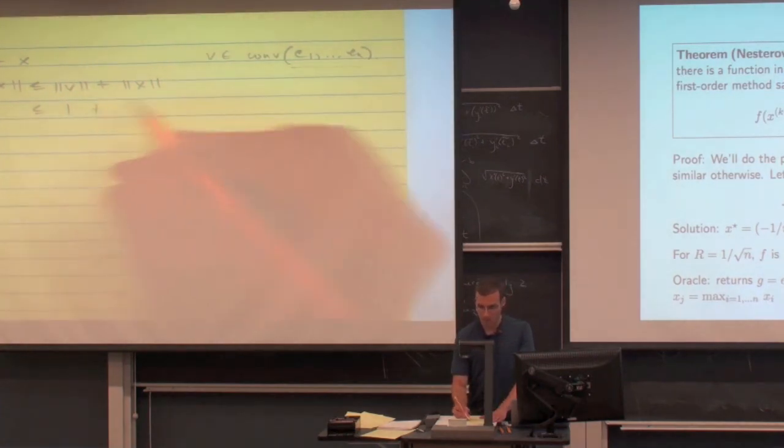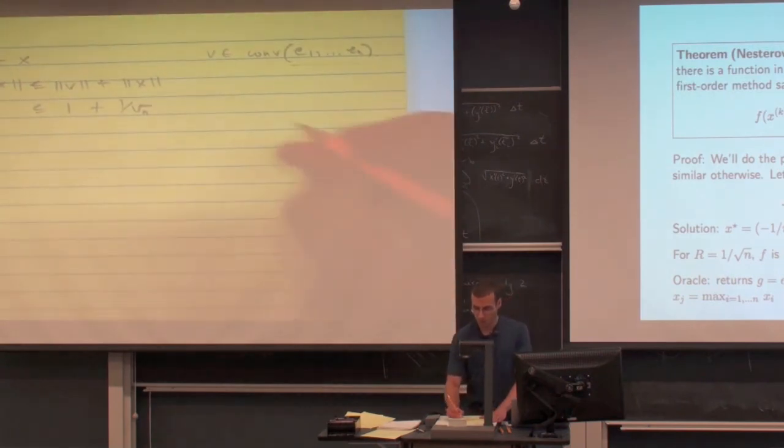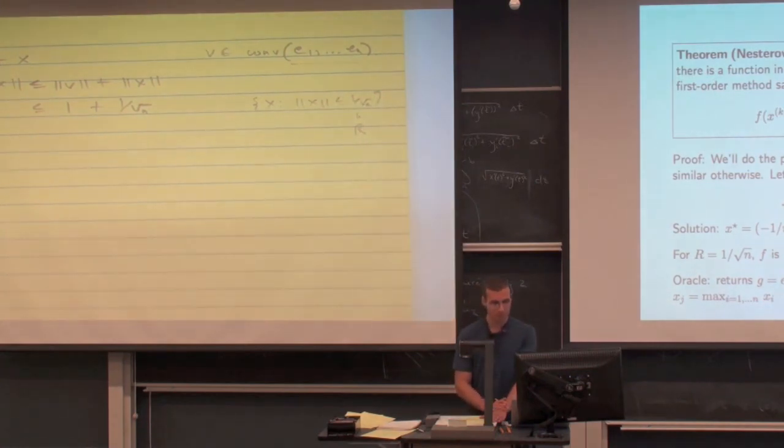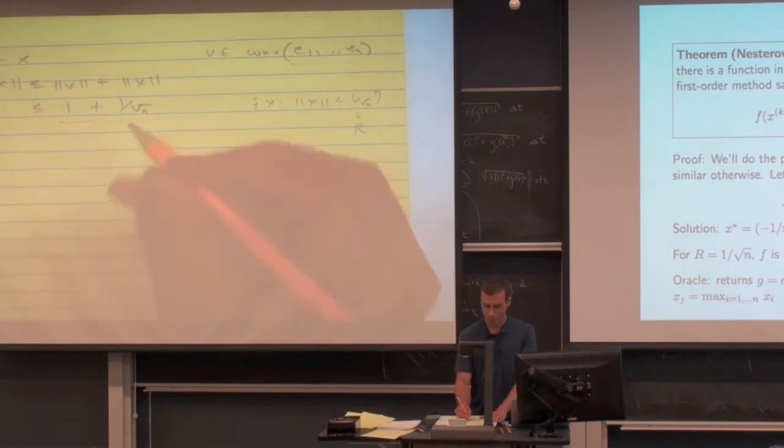And X, I assumed, was bounded in norm by 1 over n. Right? Because I considered only X in this set, the set of all X for which its norm was at most 1 over n. That was my R. So this is our Lipschitz bound right here, G.